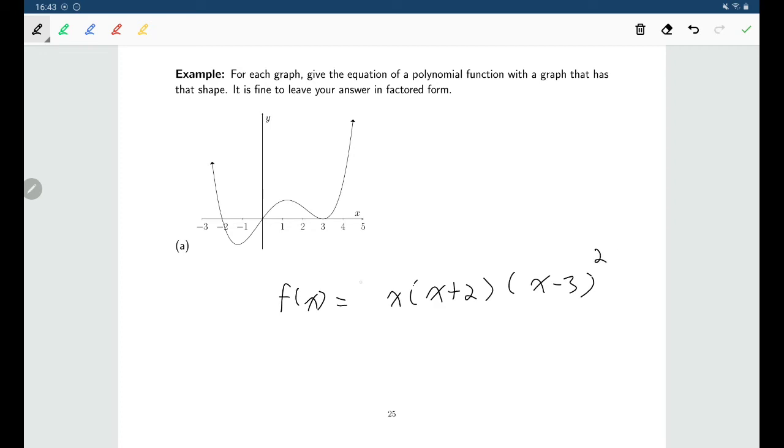Also, if I multiplied this entire function by a positive number, that would just stretch it vertically, but it wouldn't change the end behavior and it wouldn't change the x-intercepts. So that's another way to generate yet another equation that has that same shape. So this is my answer, x times x plus 2 times x minus 3 squared. But keep in mind there are infinitely many correct answers to this question.